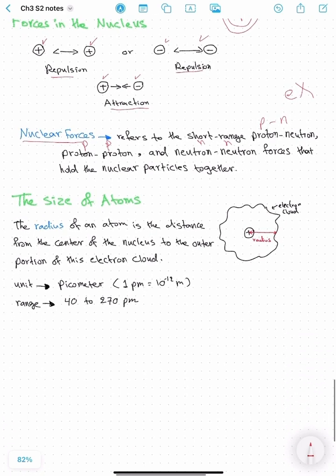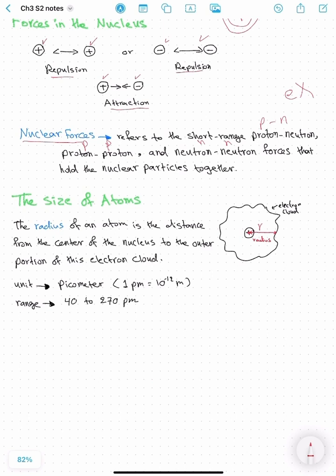The last thing we have is the size of an atom. Atoms are so tiny, so you cannot just, let's say, use a ruler to measure the size of it. So what do you use? We have special units, very small units, which we use to measure the radius, which is from the middle of the nucleus to the outside. That's the radius of an atom.